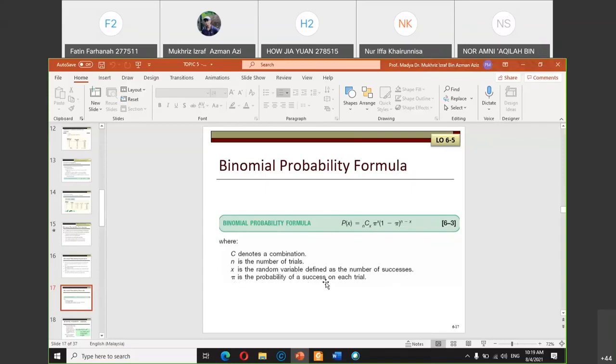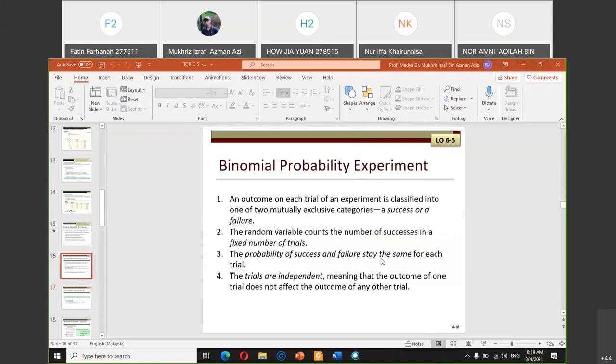Just now we defined that the probability of success and failure remain fixed. So you can see here 1 minus pi, where pi is the probability of success. 1 minus pi means 1 minus the probability of success. Let me refer to the previous slide: the probability of success and failure. Success from the formula is denoted as pi, and failure is denoted as 1 minus pi, which means that when you combine both success plus failure, the value must always equal 1.